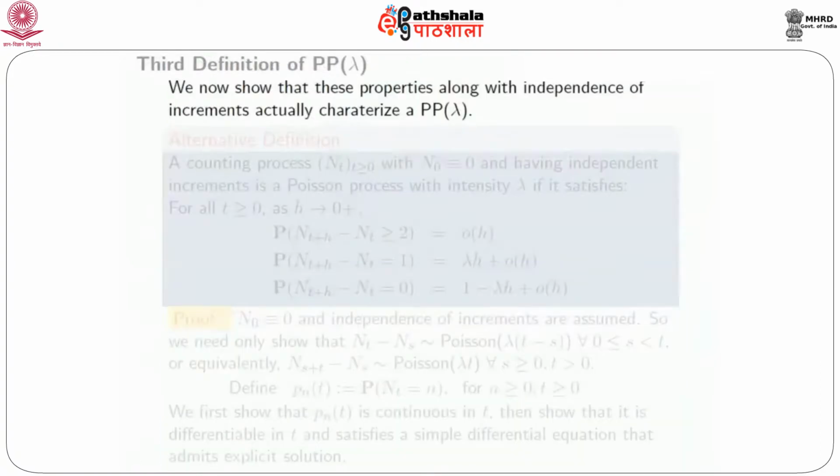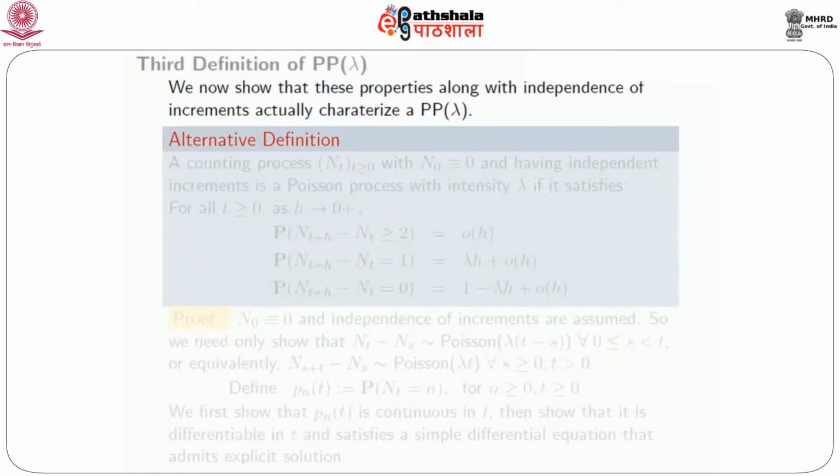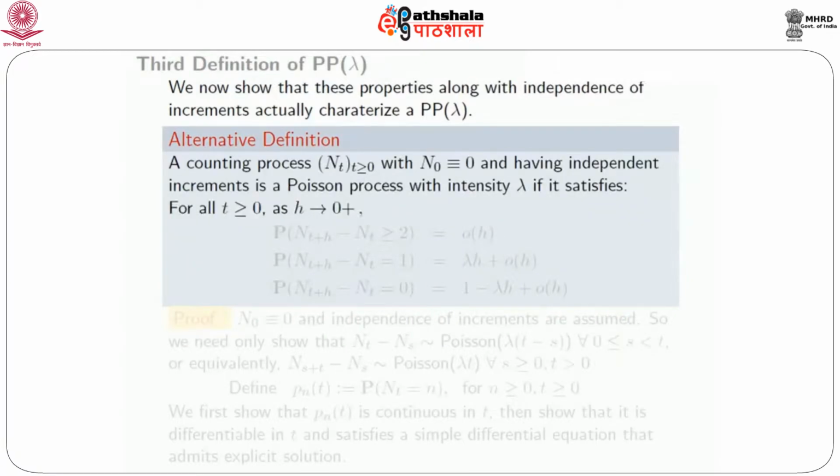What we now show is much more important. Starting from the definition of Poisson process that we have given earlier, we have derived those facts. But what we want to show is that these properties, along with the independence of increments, actually characterize a Poisson process with intensity lambda. So that is going to be an alternative definition of a Poisson process with rate lambda.